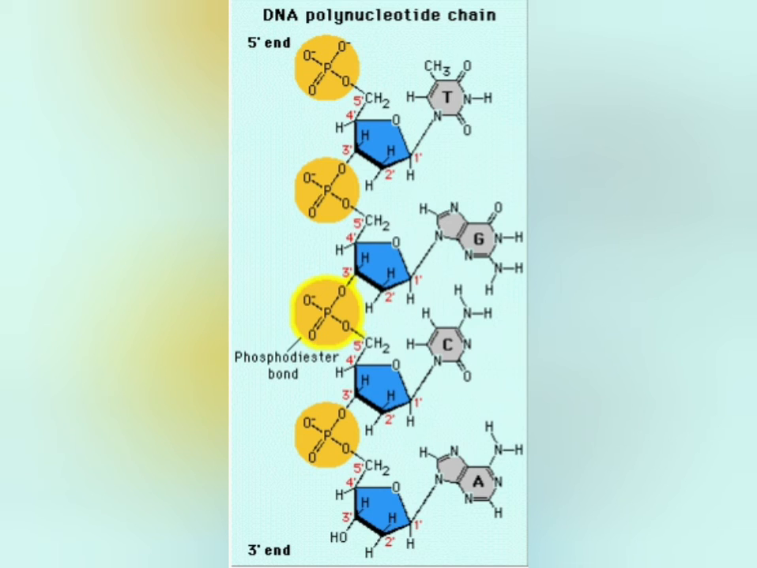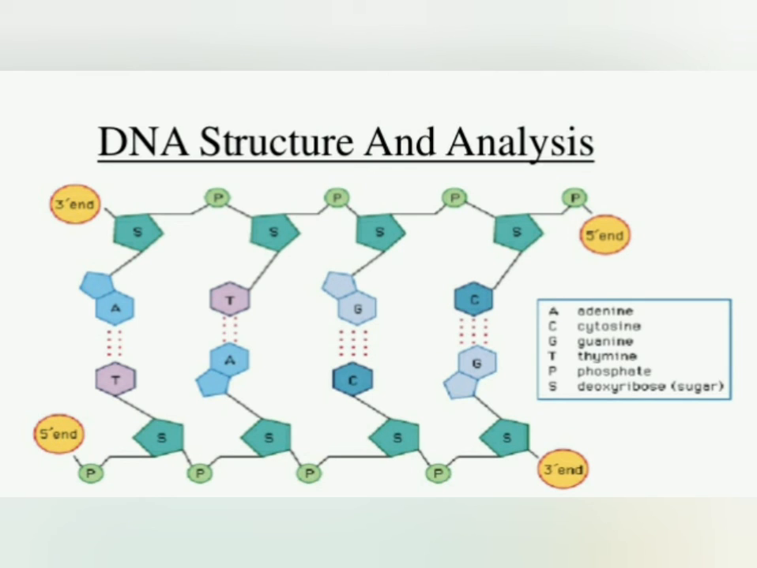A polymer thus formed has at one end a free phosphate group, which is referred to as the 5' end of DNA. 5' end of DNA is the part with the free phosphate group. Similarly, at the other end there is a free 3' hydroxyl group in the case of DNA, and it is referred to as the 3' end.